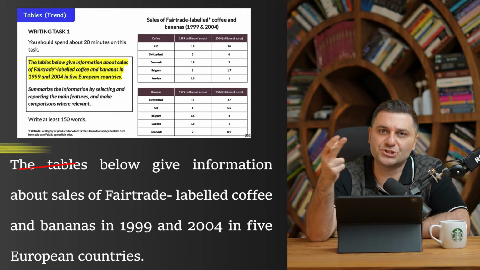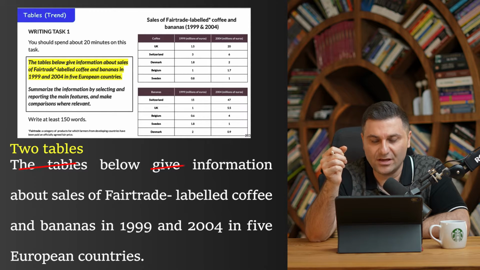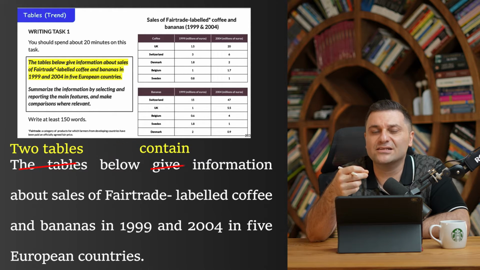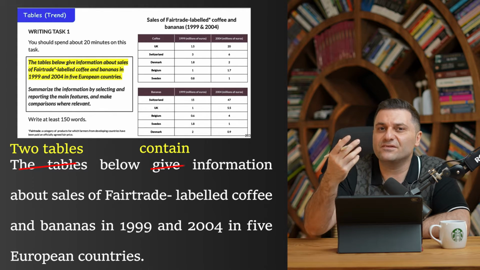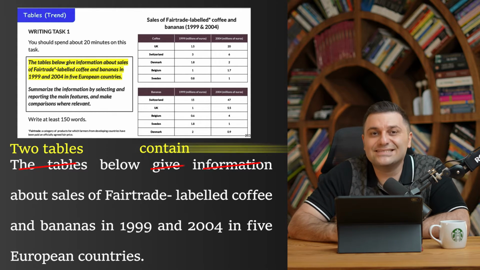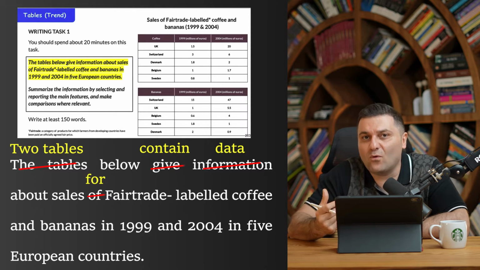So we can write the 2 tables. It is very simple. The 2 tables. Instead of give, we can write contain. Instead of information, we can write data. Instead of of, we can write for.